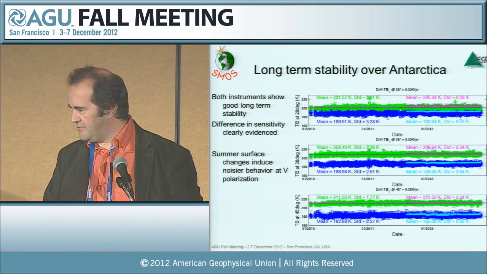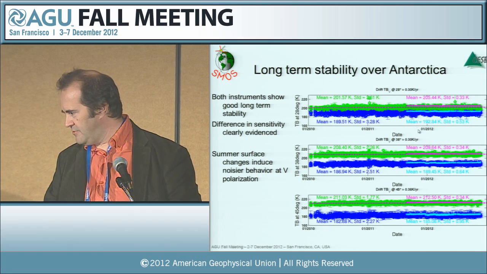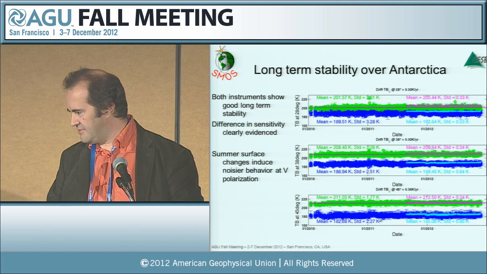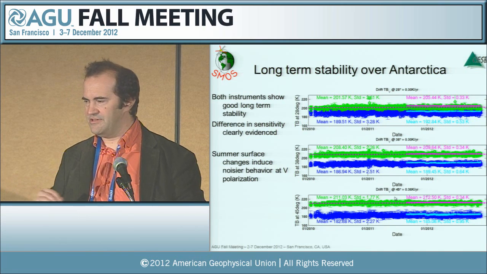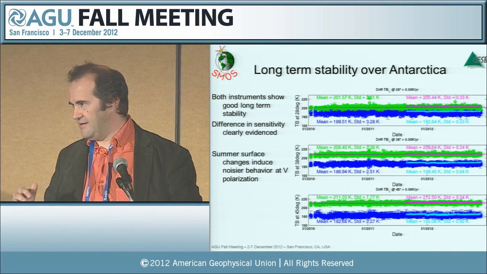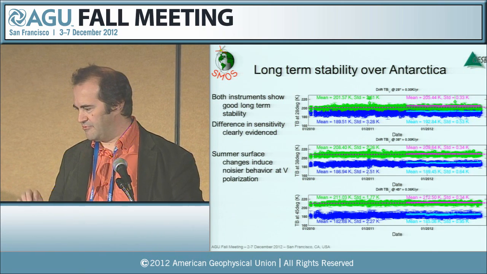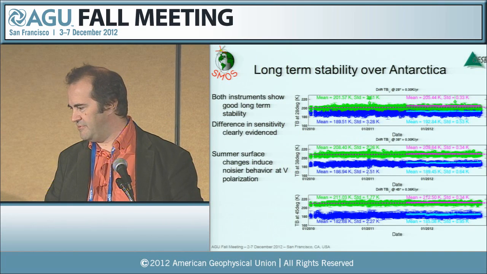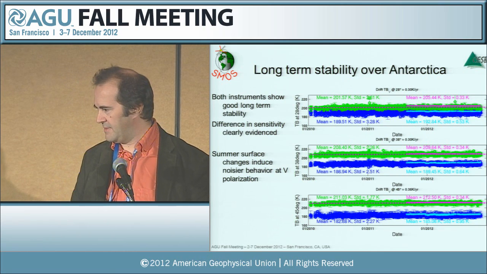The last thing I want to emphasize here is that you can see that each winter we have a small noisier behavior, and that is because of the surface change in the Antarctic plateau, which is submitted to wind effects at the surface, and that comes with a small change in the brightness temperature emitted. But if we concentrate on the winter part, we are very, very stable.